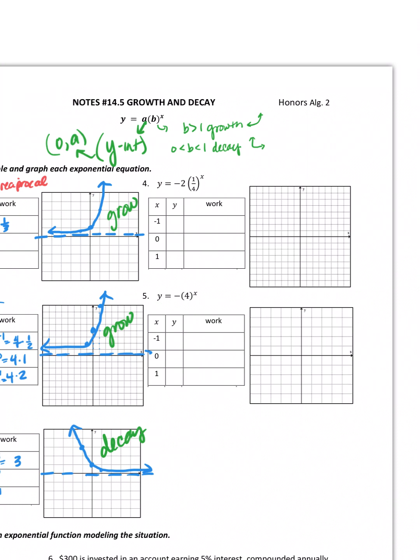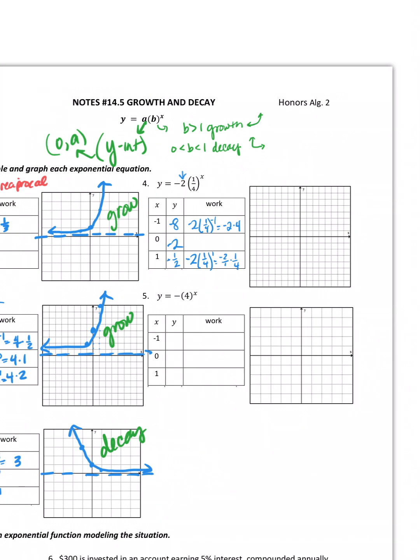We know that our y-intercept, look at that, it's going to be a -2. We don't really have to do any work there. But let's do the work for a -1. So -2 times 1/4 to the -1. Remember, that means I need to take the reciprocal, so it's -2 times 4. That gives me -8. This one will be -2 times 1/4 to the first power, so it's -2 over 1 times 1 over 4. If I multiply, I get -2/4, which is -1/2.